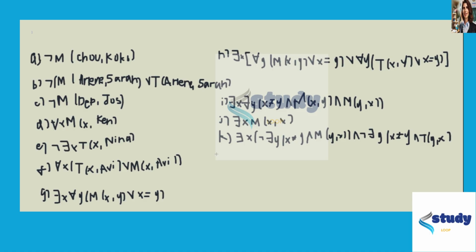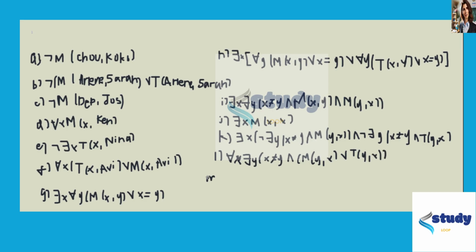For L, every means all, and another means there exists a person beside himself. So we use our universal for x, existential for y, x is not equivalent to y, and M(y, x) or T(y, x).